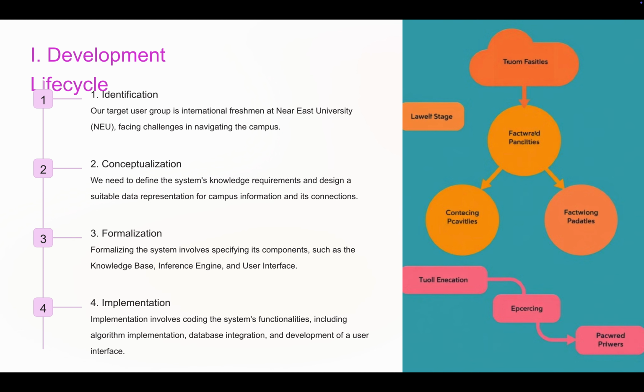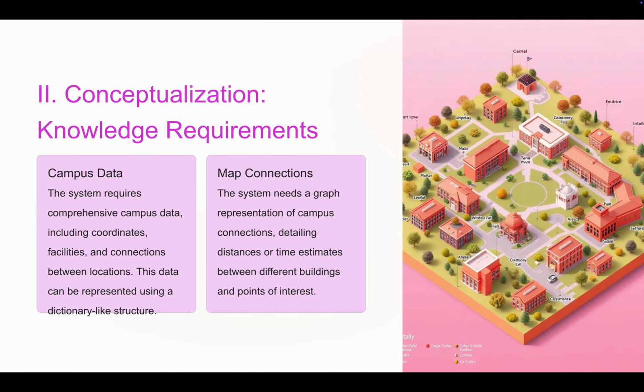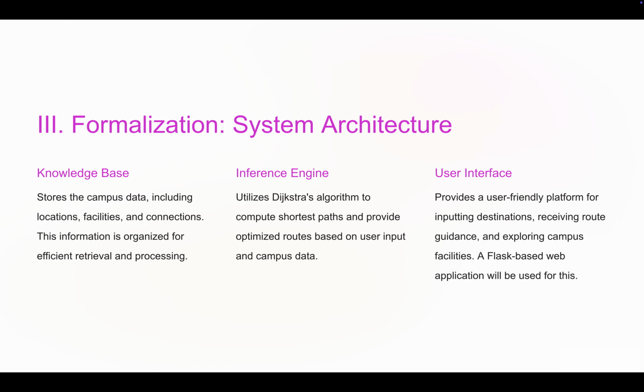Yes, and before combining everything, guys, the first thing we need to do is to test the code. This is the conceptualization again, just some explanation. This is the formalization, the system architecture. There is a knowledge base, which stores the campus data, including location, facilities, and connections. The inference engine is going to use this algorithm to compute the shortest path and provide an optimized route based on user input and campus data.